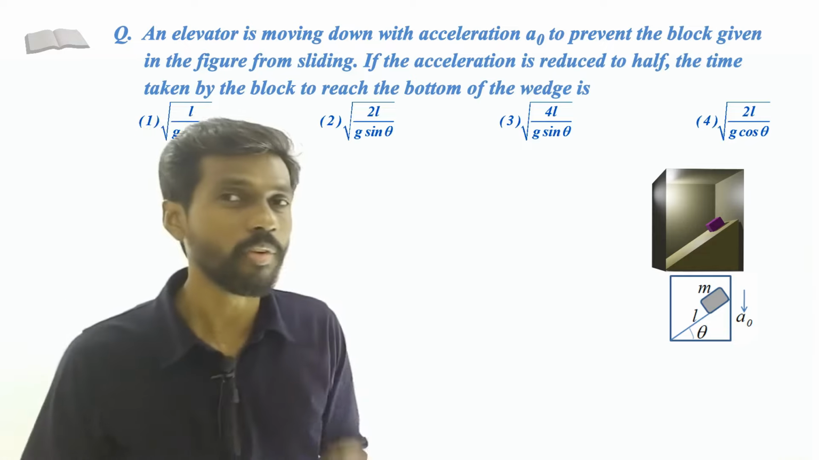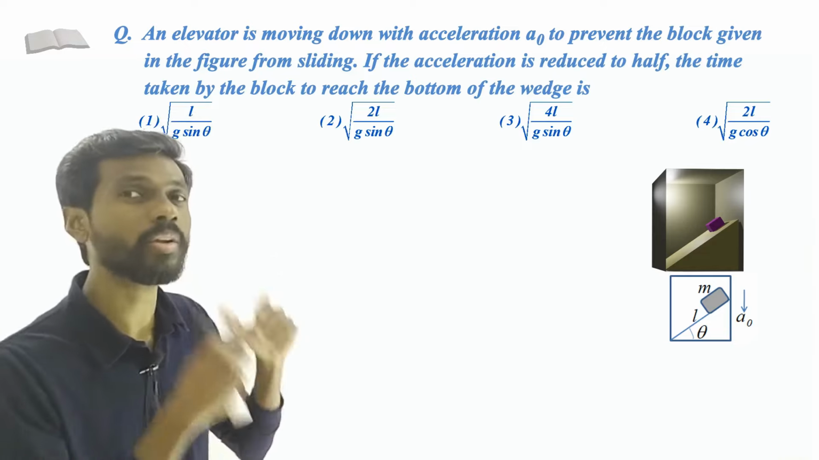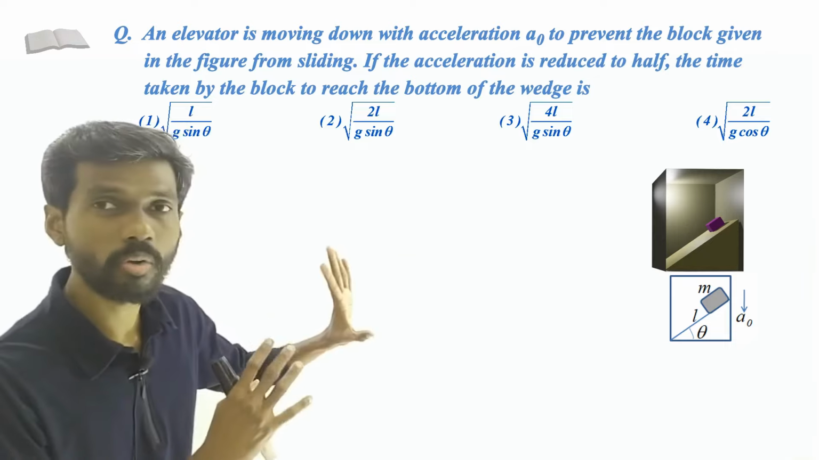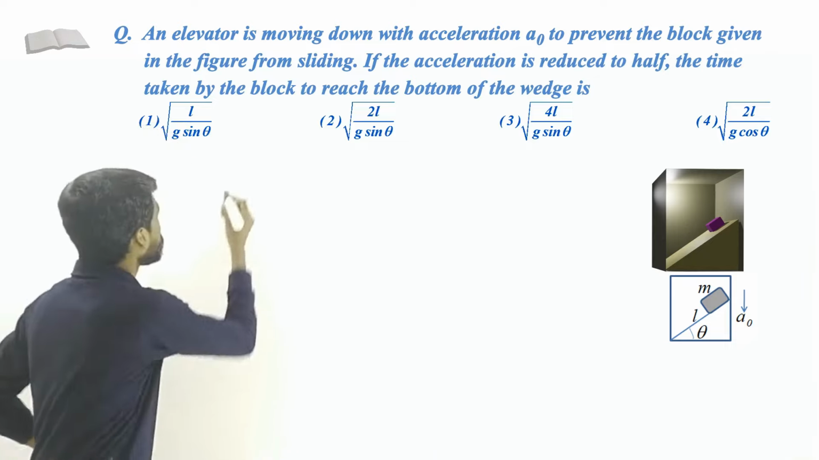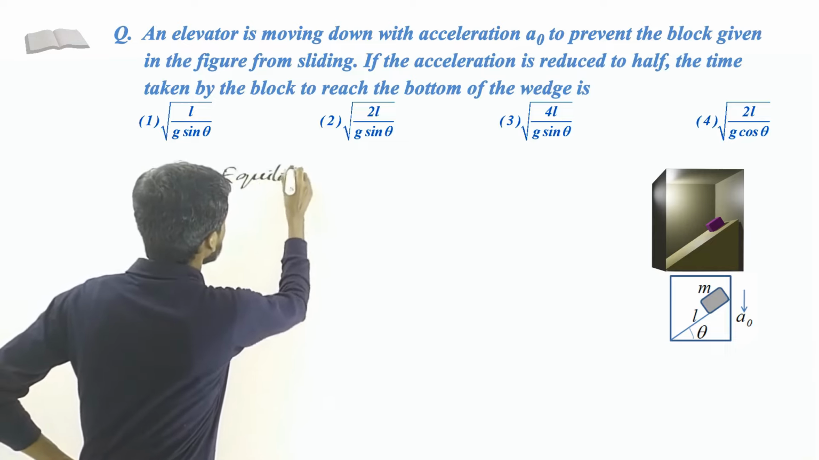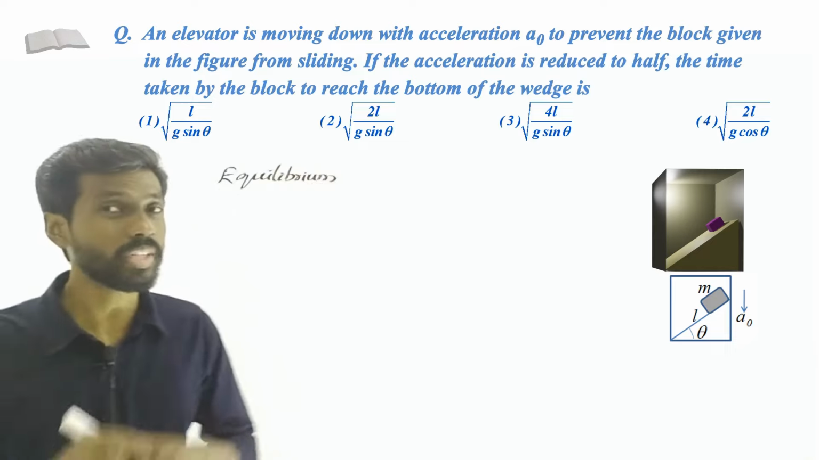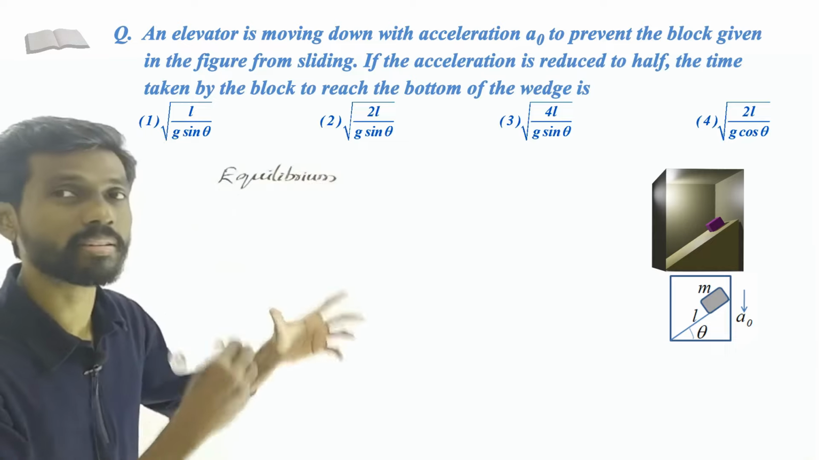So in that case we have to find the time taken by that block to reach the bottom of the wedge. Alright, yes. Now first of all, we will find the acceleration when this block is in equilibrium with respect to the wedge. So in the elevator frame again, first of all, equilibrium. So that is the first case, right? Equilibrium means what? With respect to that elevator, right?